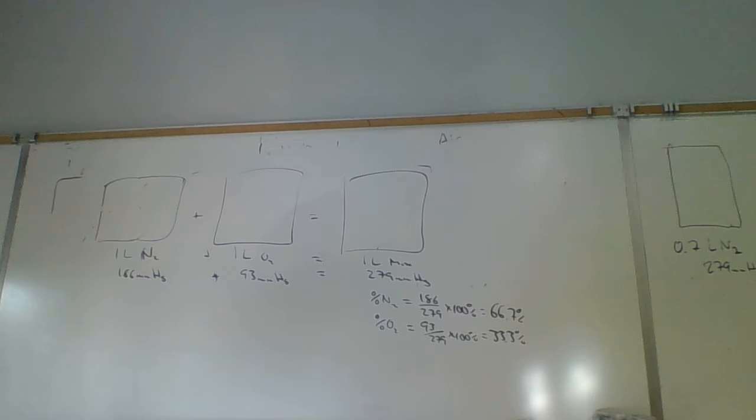0.333. So there's going to be 0.3 liters of oxygen at 279 millimeters of Hg. And 0.7 plus 0.3 is going to give me 1 liter. So I'm going to end up with 1 liter of mix, and the pressure is going to be 279 millimeters of Hg. And so 0.7 liters of nitrogen plus 0.3 liters of oxygen gives us 1 liter of mixture. However, 279 millimeters of mercury plus 279 millimeters of mercury gives us 279 millimeters of mercury.